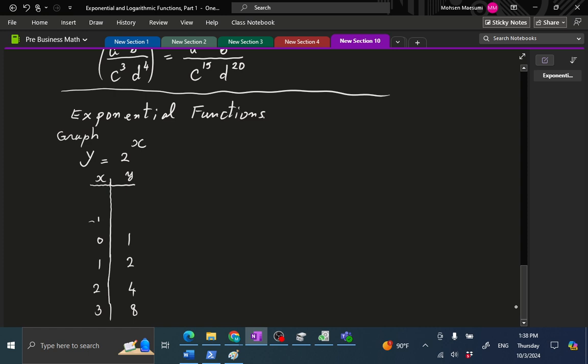What about a negative exponent? What's 2 to the power of negative 1? We just learned that. It means it's a fraction. 2 to the power of minus 2 means 1 over 2 to the power of 2, so that becomes 1 over 4, and so on.